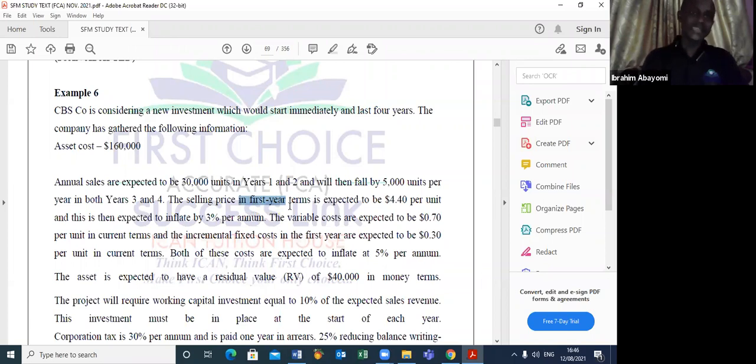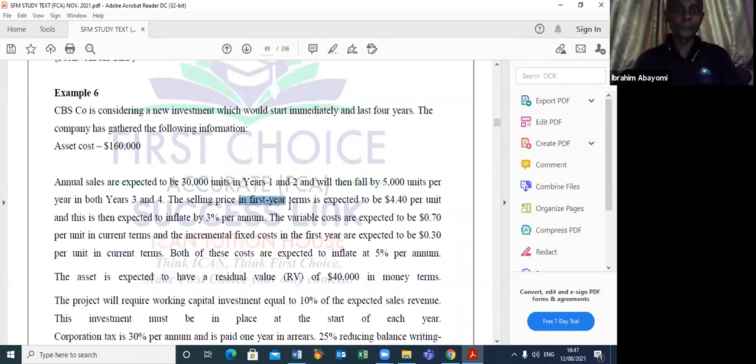But here, the question has already told me that this selling price is in first year term. So I will not inflate it in year 1. I will start my inflation from year 2. I believe that is clear.